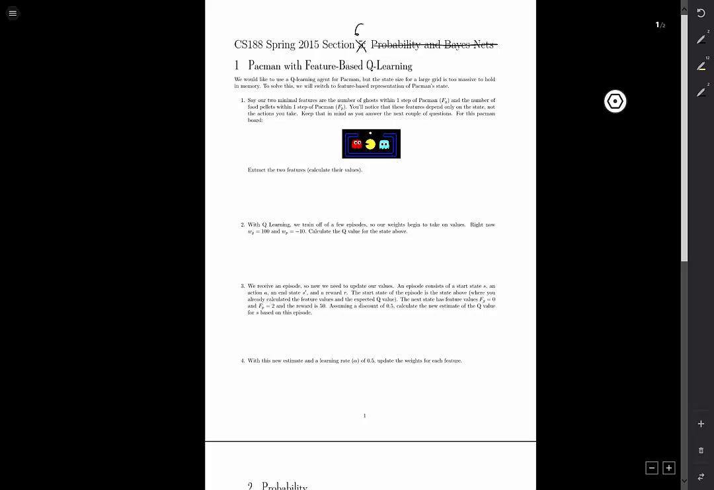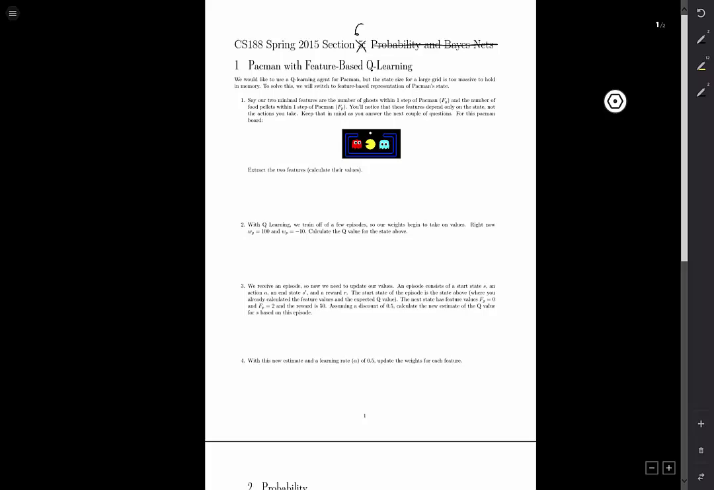Say our two minimal features are the number of ghosts within one step of Pac-Man, FG, and the number of food pellets within one step of Pac-Man, FP. You'll notice that these features depend only on the state, not the actions that you take. Keep that in mind as you answer the next couple of questions, because it'll be important.